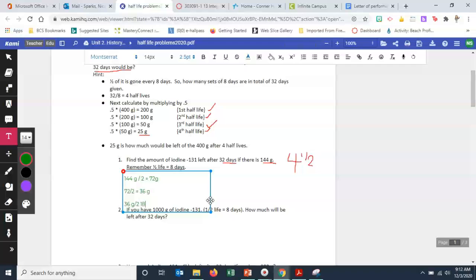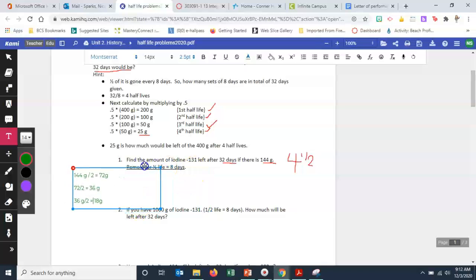And that gives me 18 grams. Oops, I forgot my equal sign. So we got 18 grams. I'm going to move this over here so I can have a little bit more room. 18 grams, so 1 half-life, 2 half-lives, 3 half-lives, 1 more.